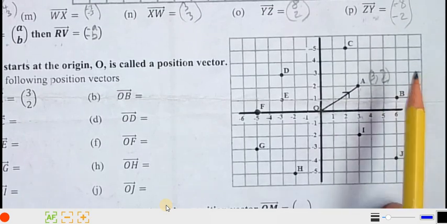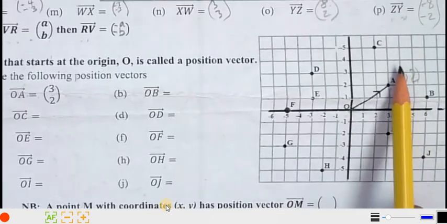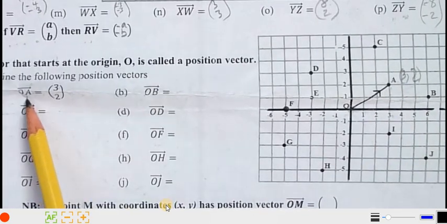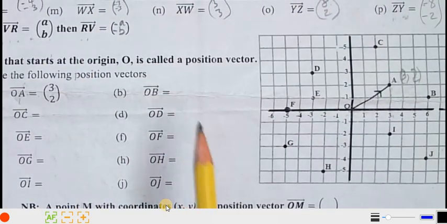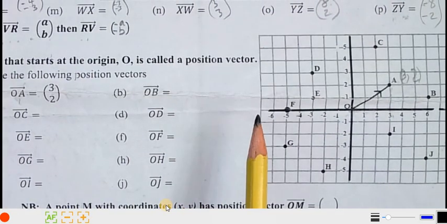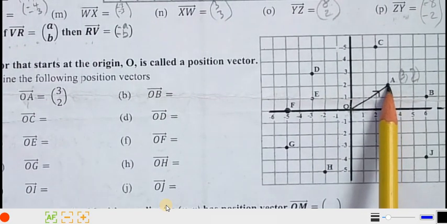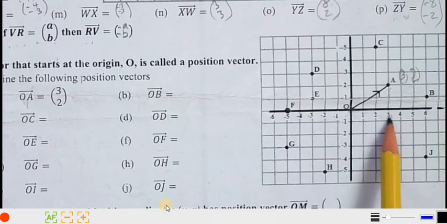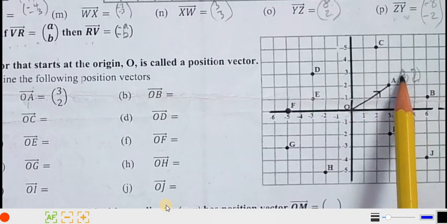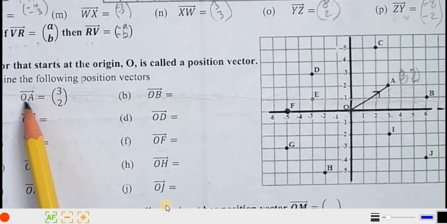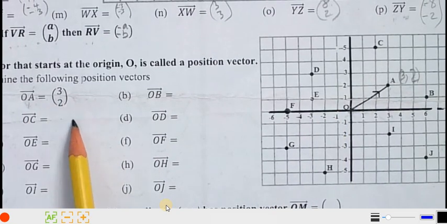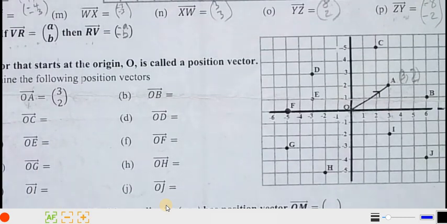But do you realize that there is a similarity between the coordinates of A and the components of vector OA? What do they have in common? Look at the location of point A. It's located at 3 on X and 2 on Y. 3, 2. What are the components of vector OA? 3, 2. So, don't you realize that they're the same numbers? We have 4 more minutes. I just want to explain this quickly.